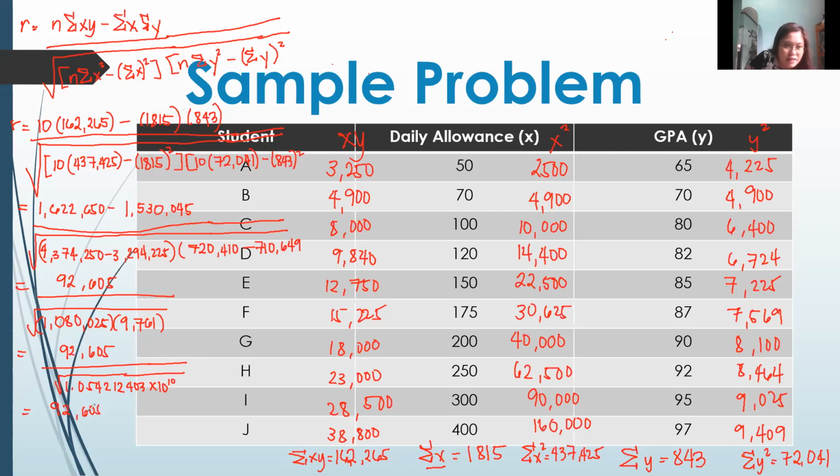92,605 divided by the square root of 1.054212403 times 10 to the power of 10. The solution is 102,674.8461. Therefore, our R is 92,605 divided by 102,674.8461, and the result is positive, remember, positive 0.90.